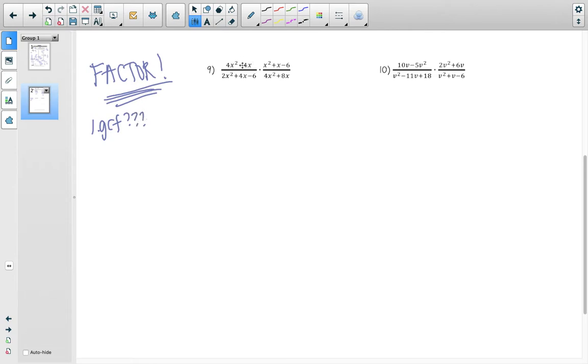Okay, so on the top right here, the greatest common factor is 4x. They both have a 4 in common, they both have an x. So we're going to divide each thing by 4x, leaving you with x minus 1. And then on the bottom, there's a greatest common factor, and that's 2. So if you take out a 2, it's x squared, 2x, and 3. Okay.